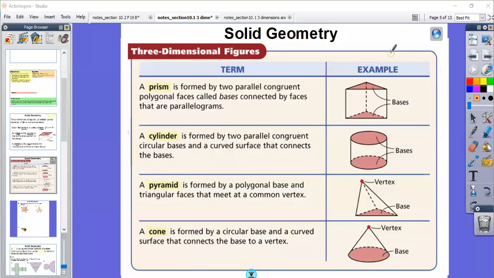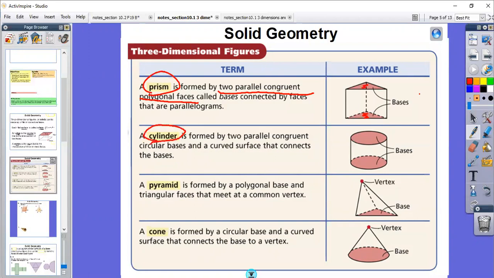Okay, and then let's talk about how we're going to name these figures. So a prism is going to look something like this. So that means we are going to have two parallel and congruent polygon faces, and those are called the bases. So that's the shaded part here. And we're going to name it based on what the base is called. And that's going to give us an idea that those bases are parallel, and then there's surfaces along those edges.